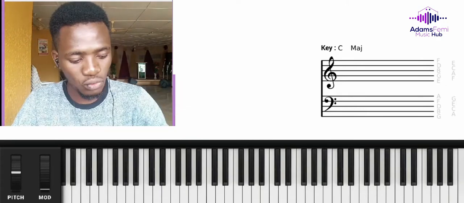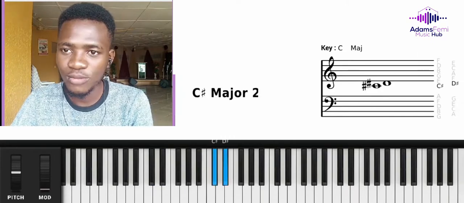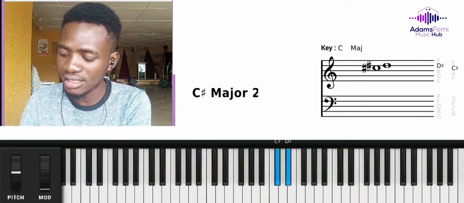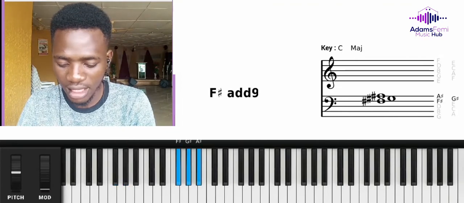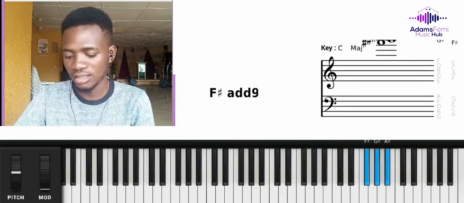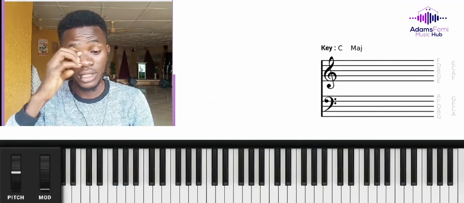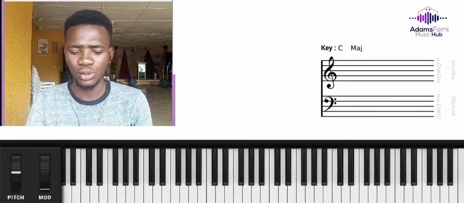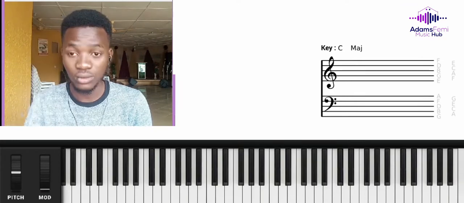We also talked about the keyboard layout. We have the group of two black keys. Can you see? Two black keys, two black keys, two black keys. And we have the group of three black keys, three black keys, three black keys. So a group of two black keys and three black keys on the piano helps us identify our notes easily.